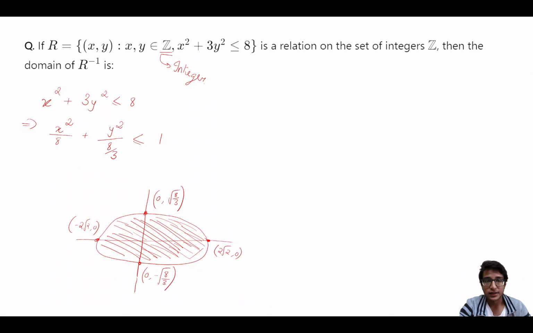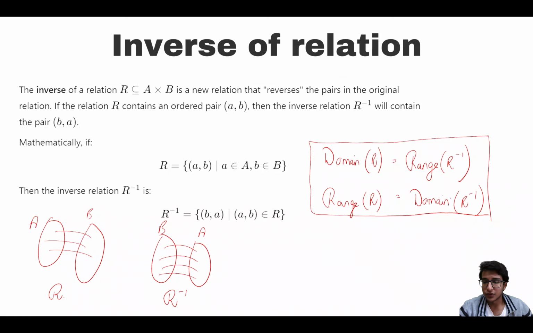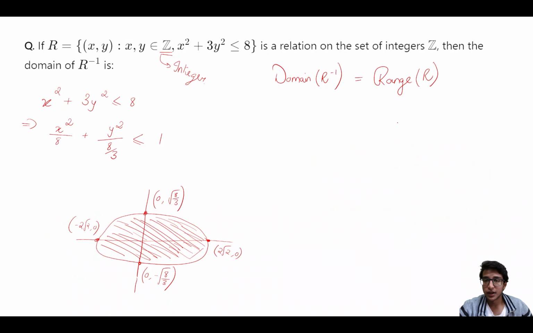Now what have they told us? X and y belong to integers. So remember this thing, there are only integers going to be in our relation. And we have to find out the domain of R inverse. So again, finding out the domain of R inverse becomes pretty difficult for us. We have to substitute X with Y. So simply what we'll do is, we'll find out the range of R. As we had seen here, the domain of R inverse is equal to the range of R. So let us find out the range of R.